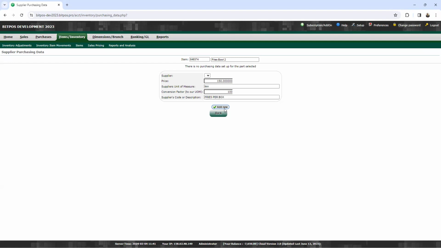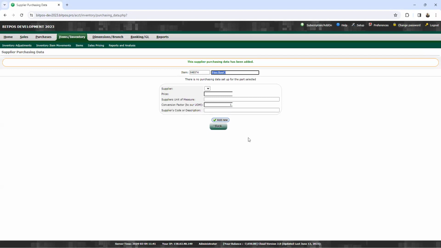Then click add new. So this supplier purchasing data has been added. So this is the process on how to create purchasing pricing.